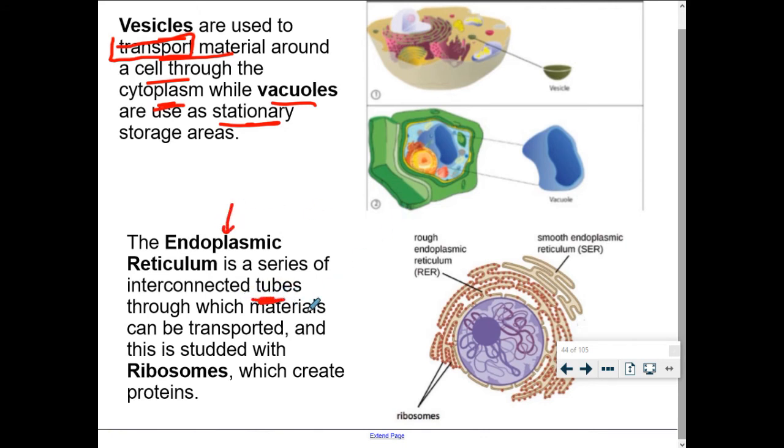They are tubes through which materials can be transferred. It's basically like the veins and the arteries of the cell. They're actually very closely related with the nucleus. Most of the nucleus is usually very close to the endoplasmic reticulum, and it allows a series of tubes for things to go through.